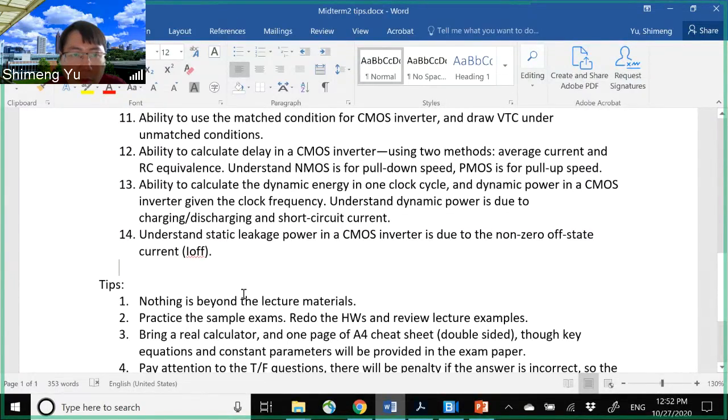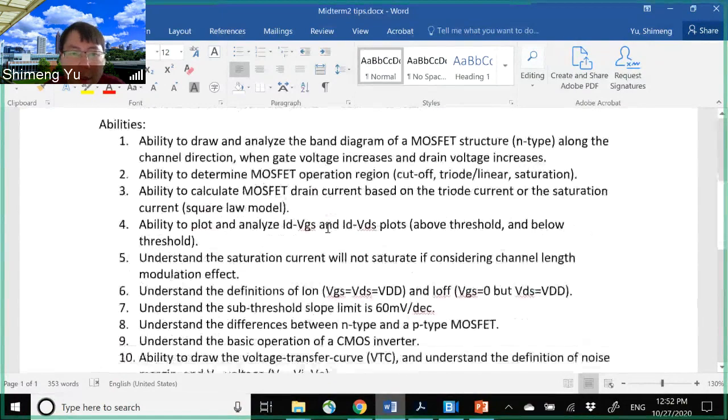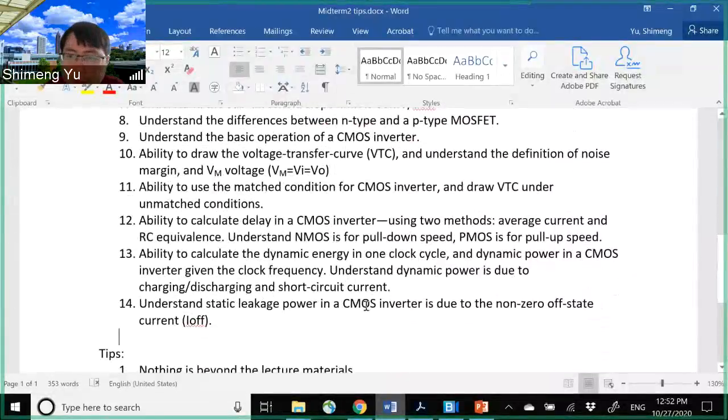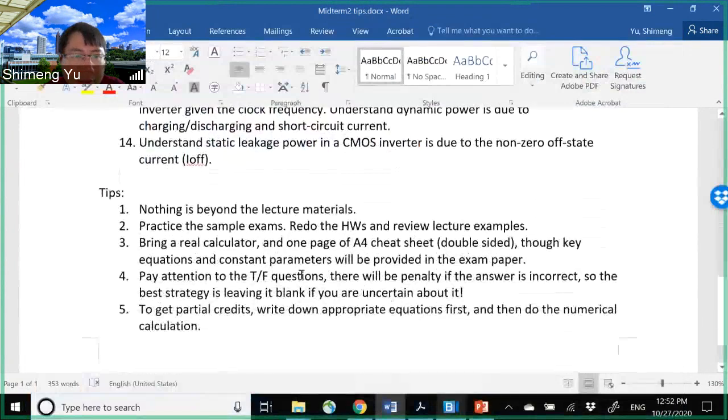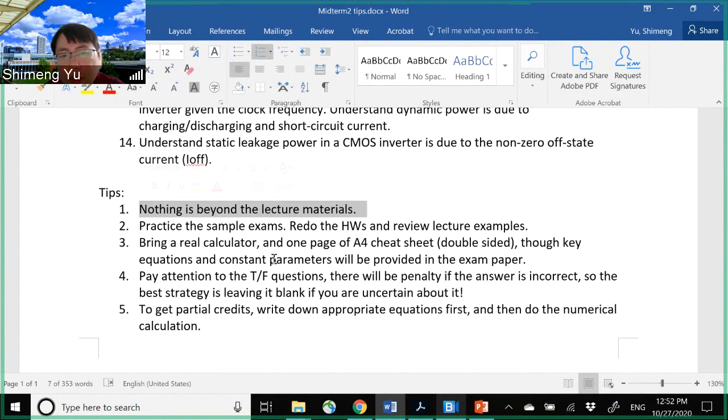Alright, I think those are all the key points we are going to cover in the second midterm. Any questions? Okay, all good. Then a few tips. Again, nothing is beyond the lecture materials. So please review the lecture notes and the examples in the lecture, as well as your homework questions. And we have done the practice exam last week, and you can review that and redo the homework and review the lecture examples.